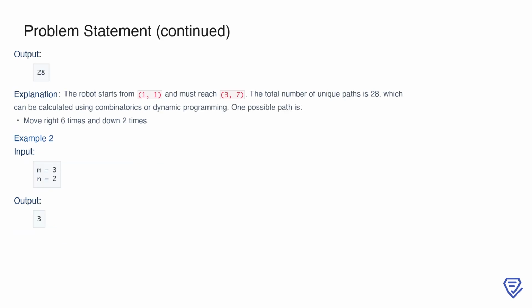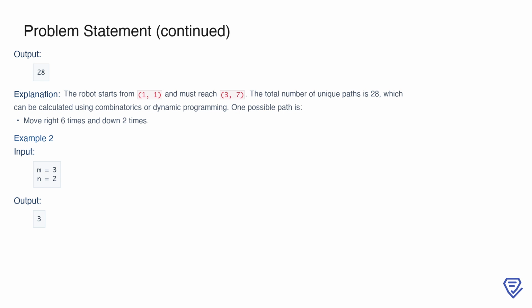In the first example, where m is 3 and n is 7, the output is 28. This means there are 28 unique paths the robot can take to move from the top left to the bottom right corner. One way to calculate this is through combinatorics or dynamic programming. For instance, one possible unique path could involve the robot moving right 6 times and down 2 times in some order to reach the destination.